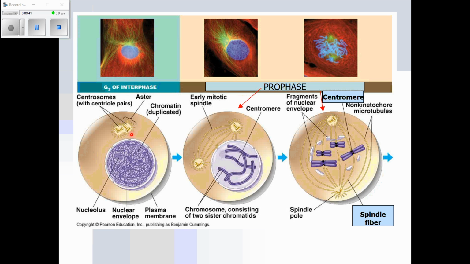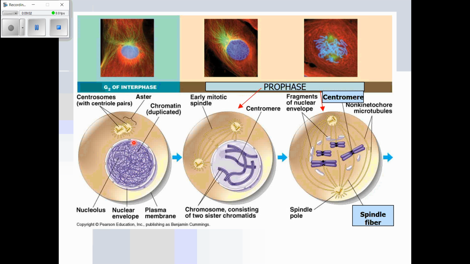So that's what we mean when we say the cell is preparing for mitosis. It's starting to accumulate some of those microtubules that will be used for the spindle. Now you can always tell when you look at a cell if it is in interphase, because look in the nucleus. We don't see chromosomes.